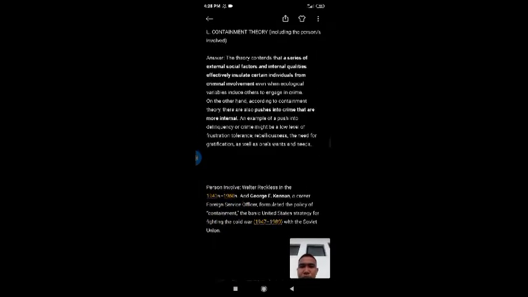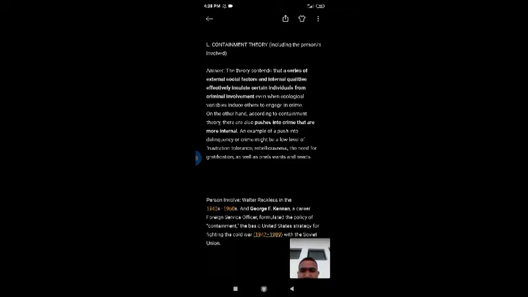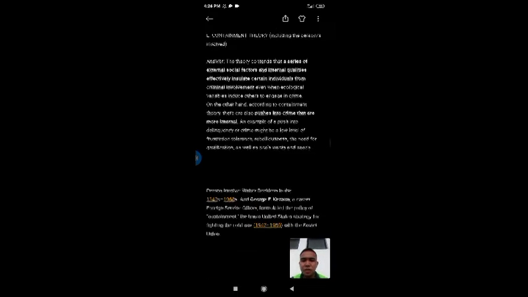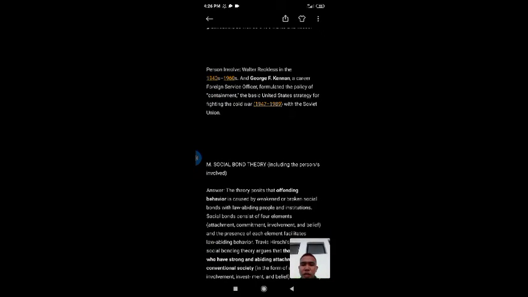So letter L is containment theory. This theory holds that a series of external social factors and internal qualities effectively insulate certain individuals from criminal involvement even when ecological variables induce others to engage in crime. For example, a push into delinquency or crime might be a low level of frustration tolerance, rebelliousness, the need for gratification, as well as wants and needs. So the person involved is Walter Reckless.